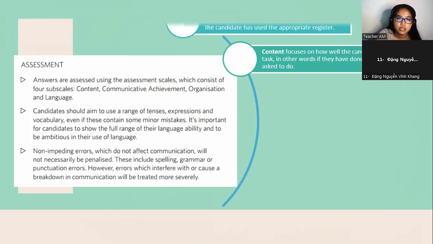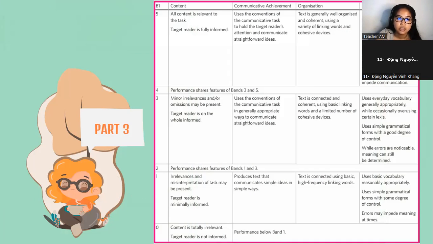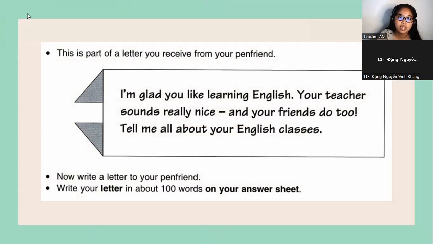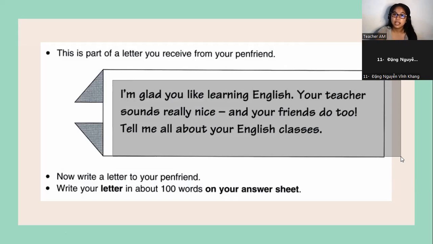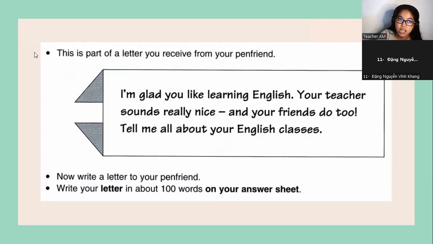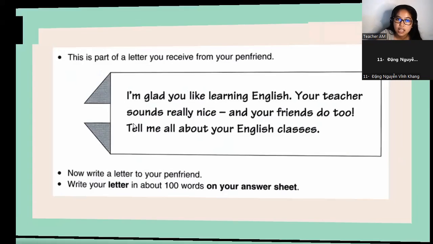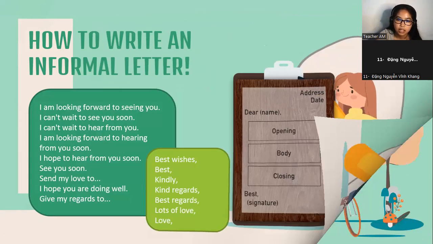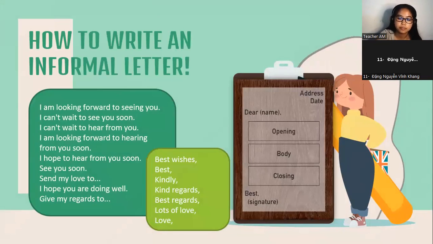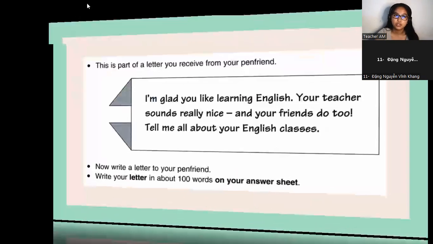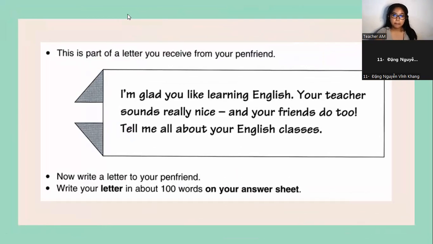Okay, so this is how you're going to be assessed. So this is part three. Okay, this is a part of a letter you received from your pen friend. I'm glad you like learning English. Your teacher sounds really nice and your friends do too. Tell me about your English classes. So now I want you to write a letter to your pen friend. Then you can write the letter in about 50 words on your answer sheet. Okay, how do you respond to this pen friend? So what would be your response to your pen friend, Vin? I will give you the time to write your answer and send it here to me in Zoom.